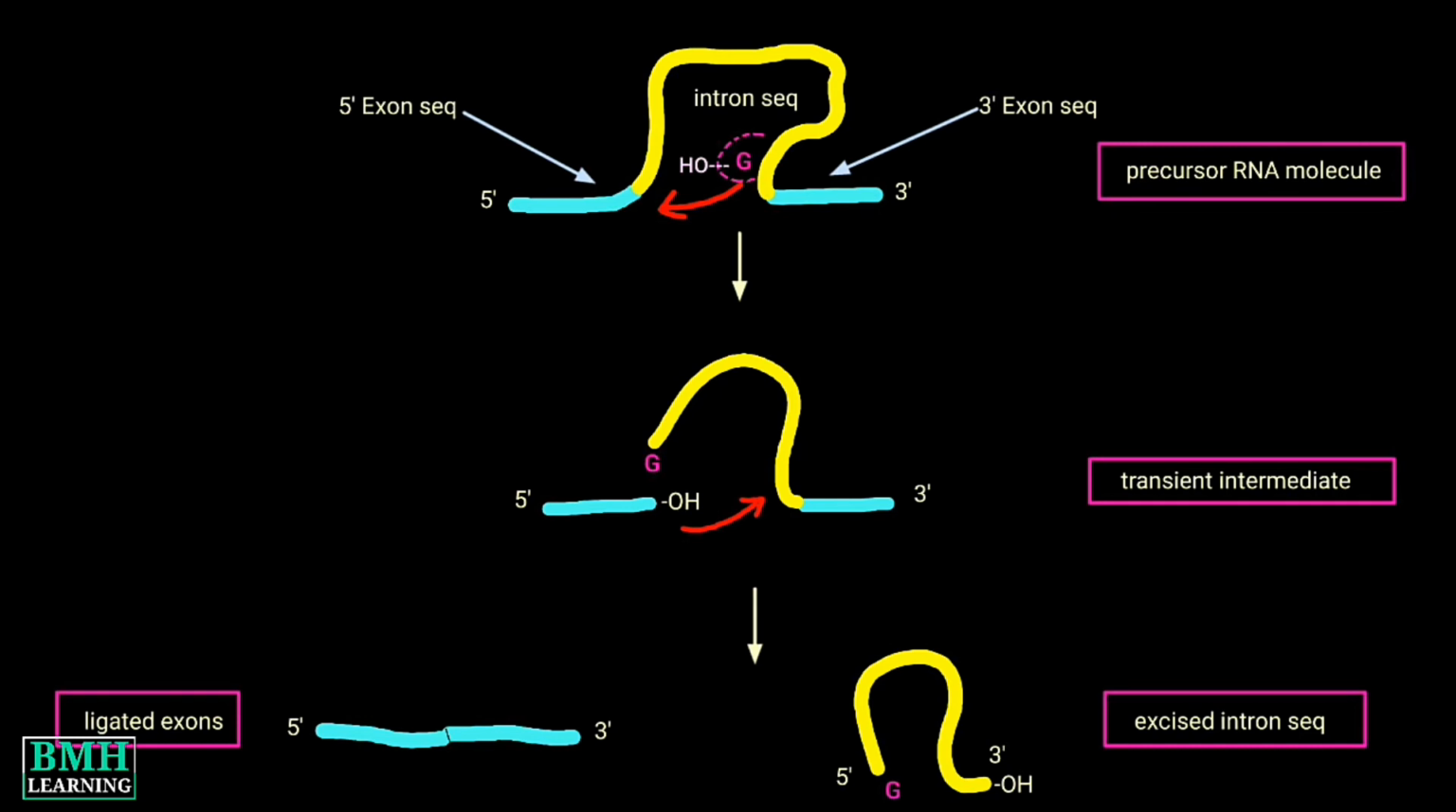In the second step, the 5' exon attacks the 3' exon boundary. This releases the intron and ligates the 5' and 3' exons. The result of these reactions is that the flanking exons are ligated and the intron is released as a linear molecule with an uncoded G at the 5' end.